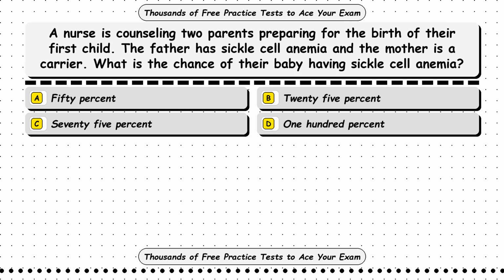Question 13. A nurse is counseling 2 parents preparing for the birth of their first child. The father has sickle cell anemia and the mother is a carrier. What is the chance of their baby having sickle cell anemia? Option A, 50%. Option B, 25%. Option C, 75%. Option D, 100%.